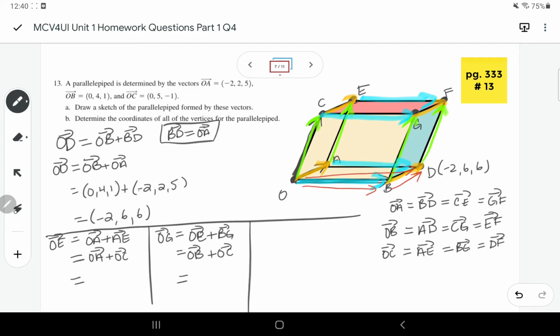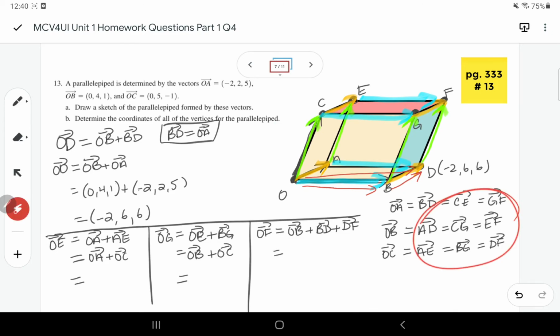The last one, to get from O to F, we're going to have to go kind of a lot of places. I might go OB plus BD plus DF. And then you'll have to replace two things with values from that list of equal vectors. Does that one make sense? Yeah. Stop me if you have questions for sure. So I'll let you guys finish that one off.